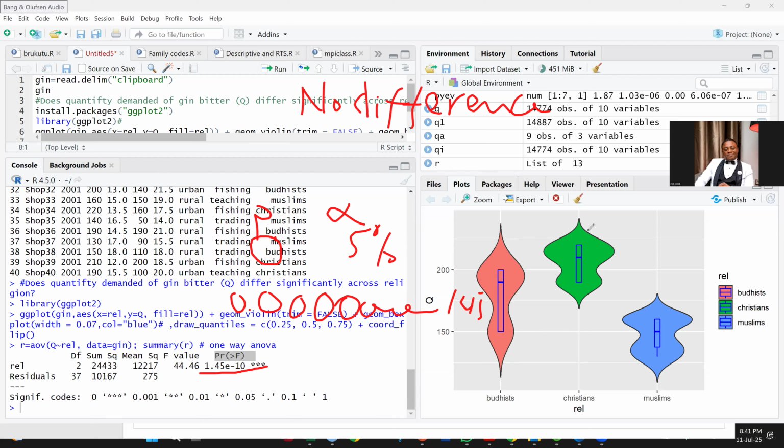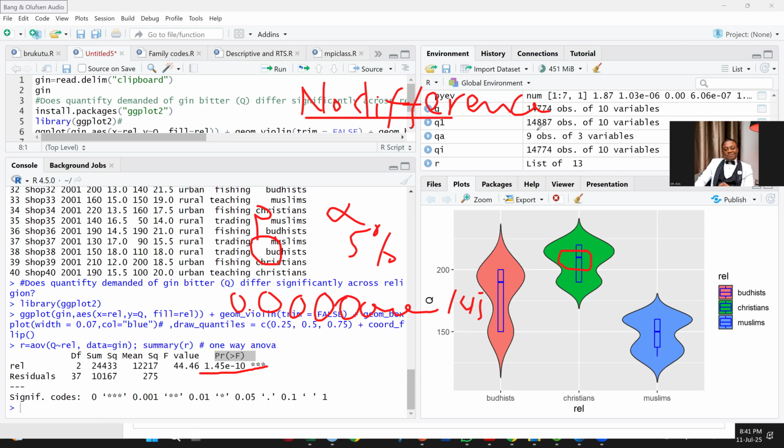But graphically, we have already even seen that there seems to be some difference. But graphical is not enough. We need a statistical test. And statistically, whenever the p-value is less than alpha, then we can reject what the null is saying.